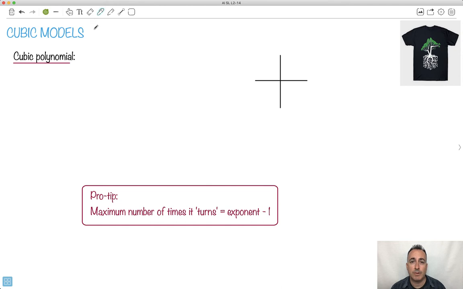I'm going to be speaking to you about cubic models. So let's first of all talk about what a cubic is as opposed to a quadratic. Remember, quadratics have powers of 2. So cubic then is a power of 3. So watch, I'll show you this.